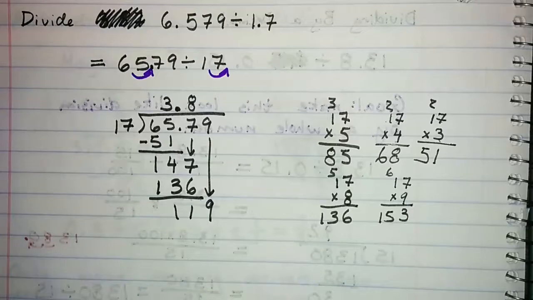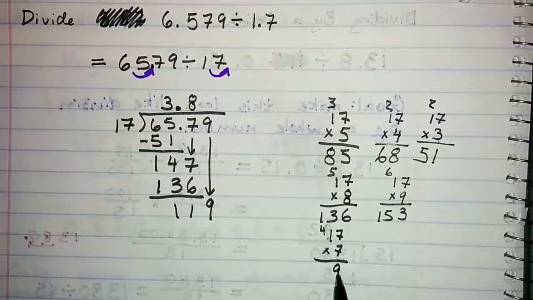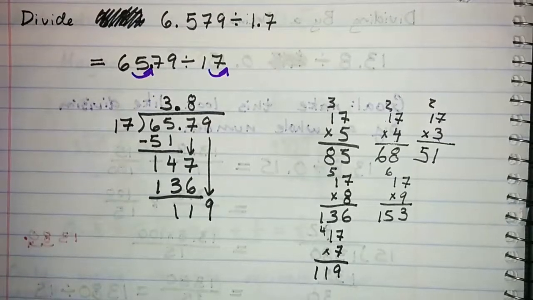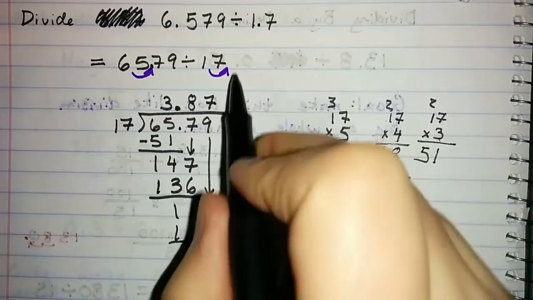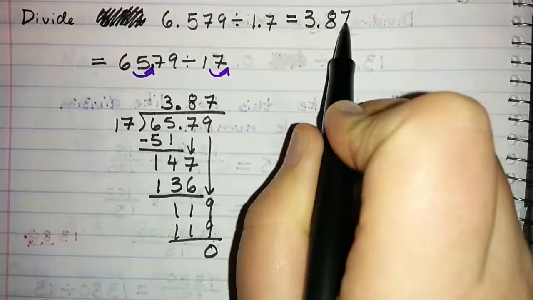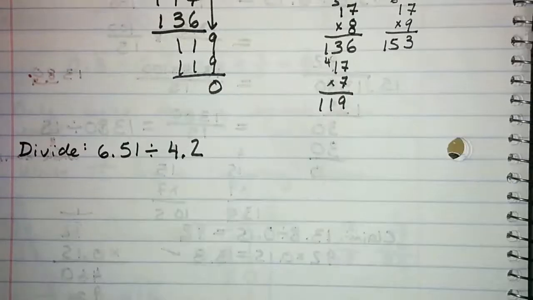17 goes into 119. 8 is too much. 5 is too little. Let's try 7. 7 times 7 is 49. 7 times 1 is 7, plus 4 is 11. Yes. And nothing left over, so I can stop. So I get 3.87. All right, I'm going to give you one of these to try. Divide 6.51 by 4.2. Pause the video and try this now.